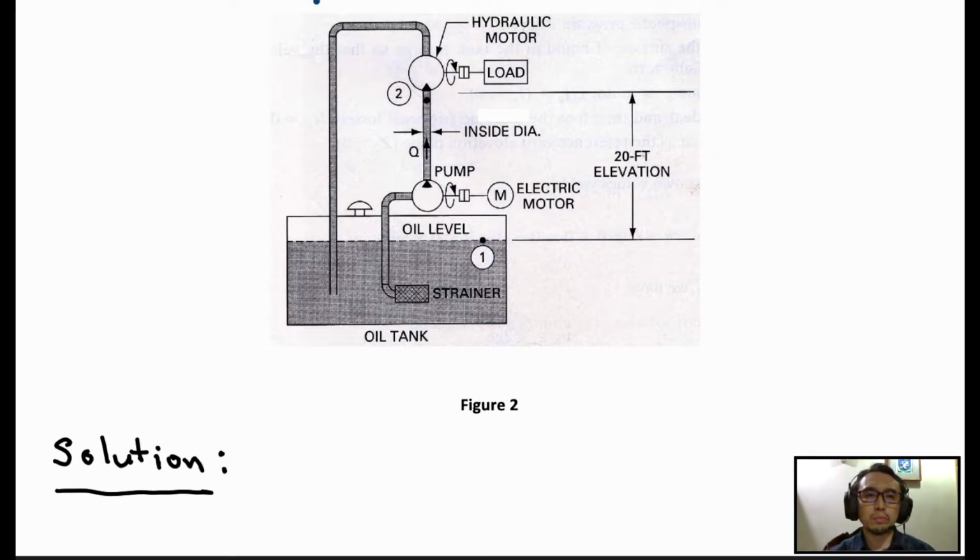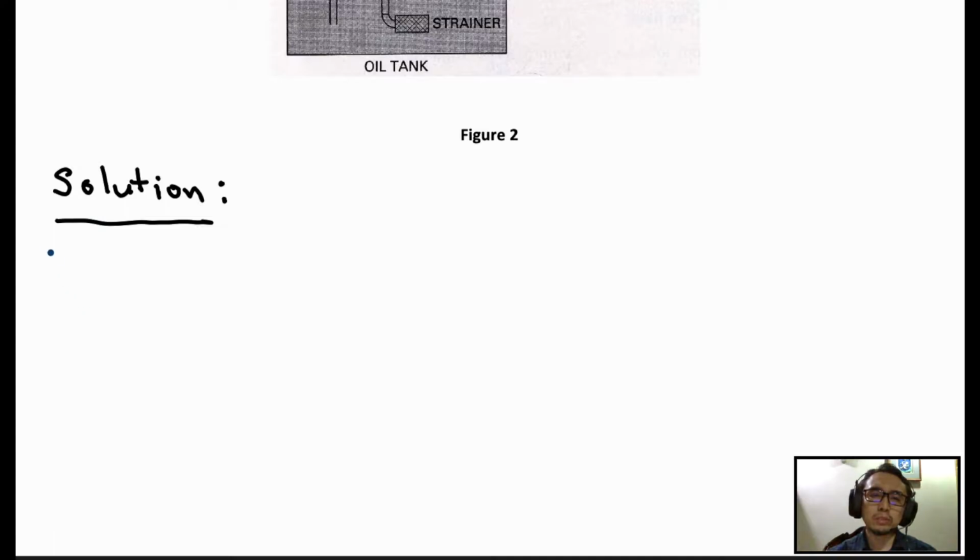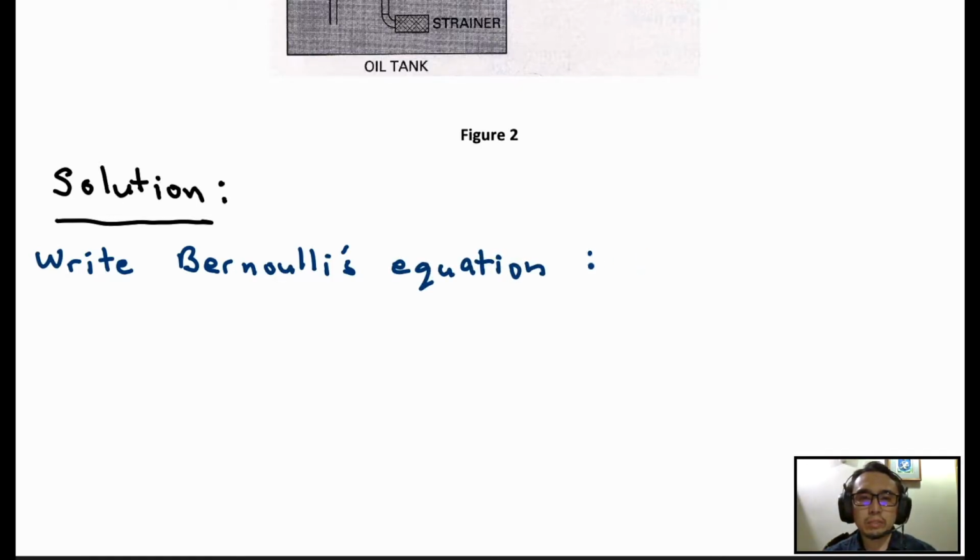So there are 2 points, and what we want is to be able to achieve a certain pressure requirement at the hydraulic motor. There are 2 points, 1 and 2. In between the 2 points there's the pump. So let's write the Bernoulli's equation. We're going to write it between 1 and 2, and we're going to use the head form of the equation.